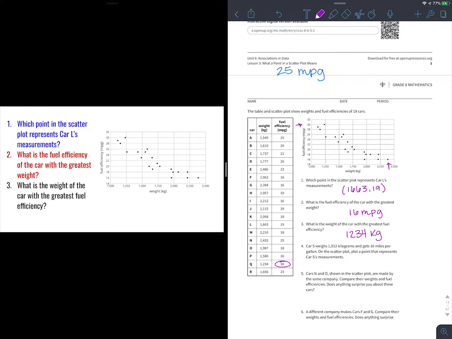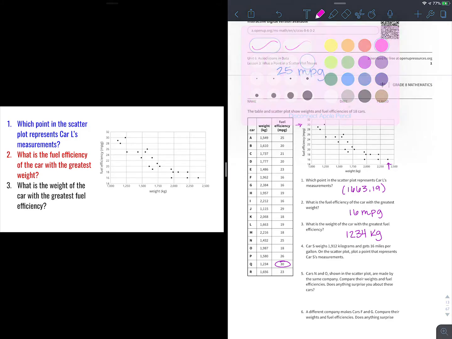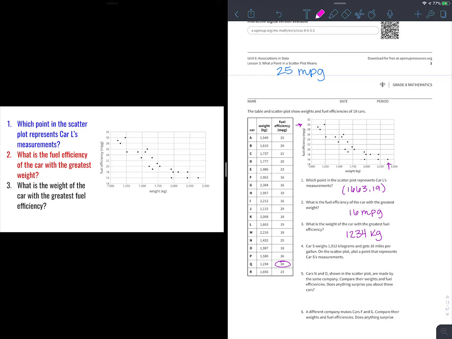Car S weighs 1,912 kilograms and gets 16 miles per gallon. So on the scatter plot, let's plot a point that would represent that. That point's going to go somewhere around here, and we'll label that car S.